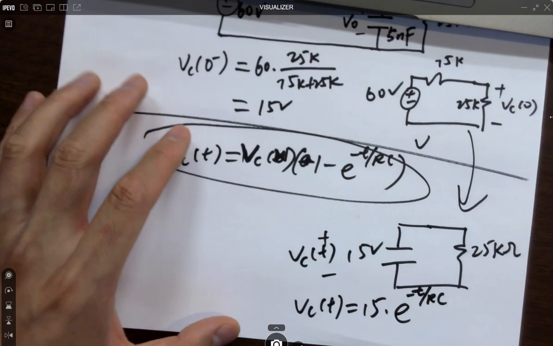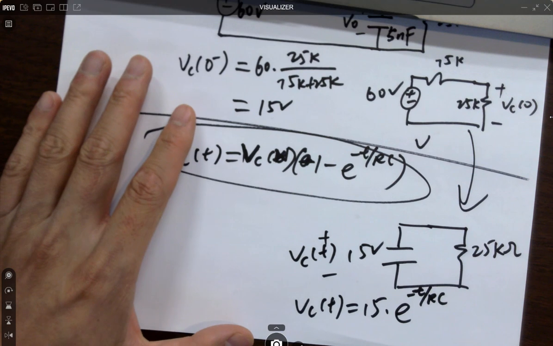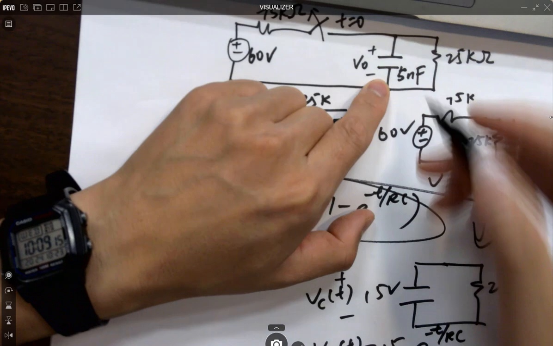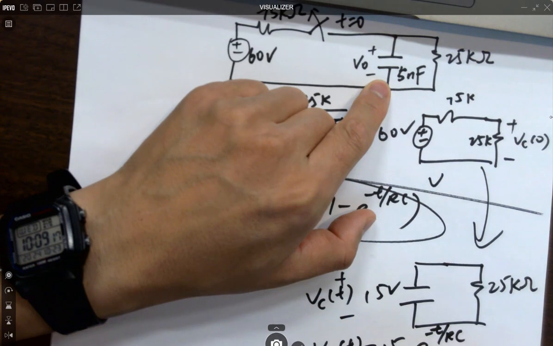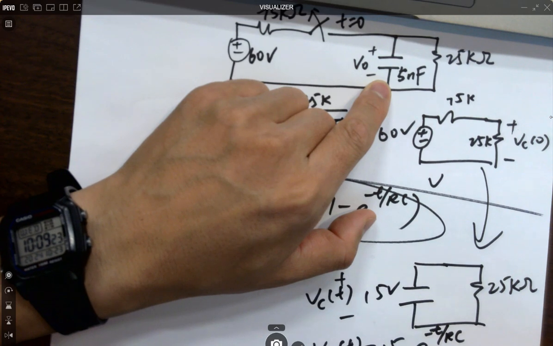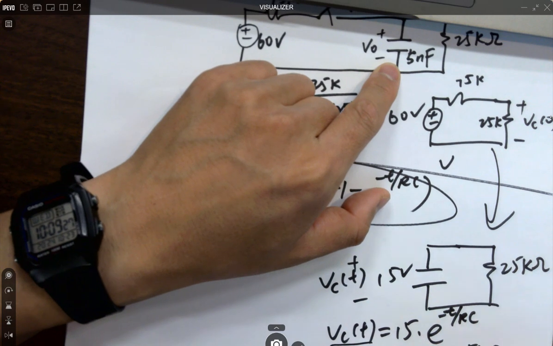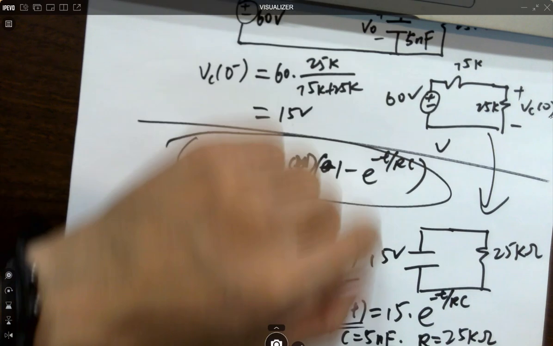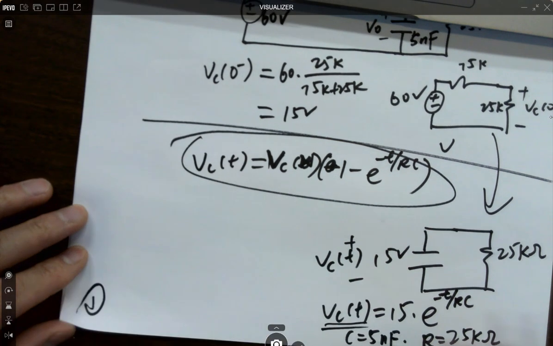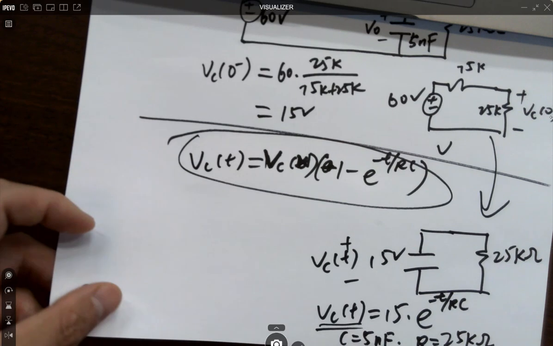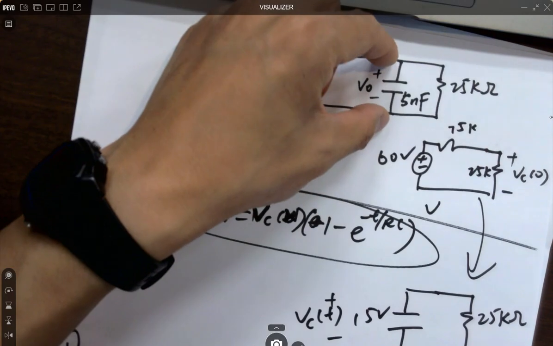Okay, so what is R? What is C? C is not changing. C is 5 nanofarads, and R is what? 25 kilo ohms. So just plug in, and I'll be able to find out VCT. Is that clear for this question? Any question on this? Okay, so this will give you that VCT over time.